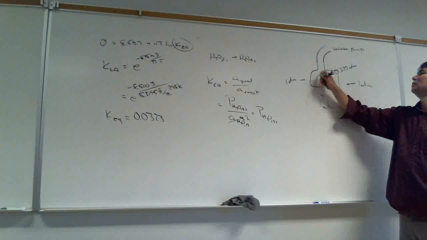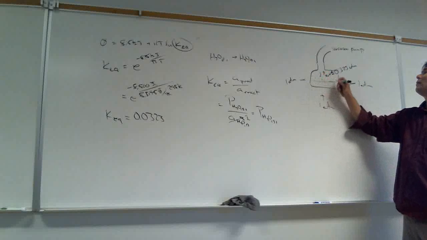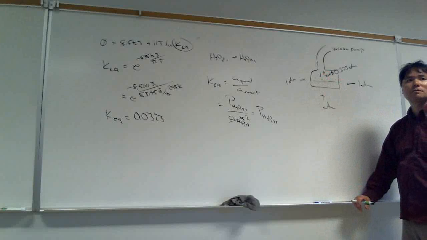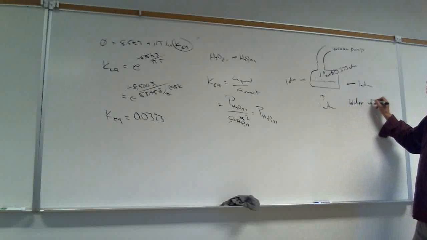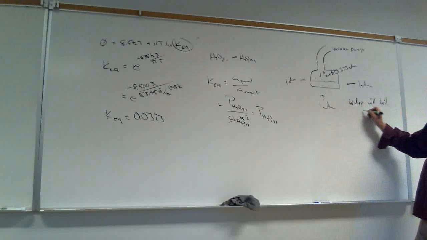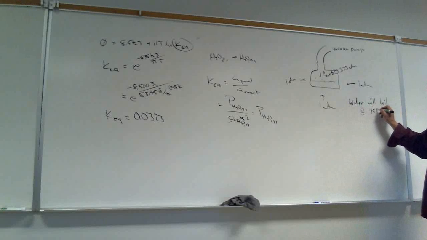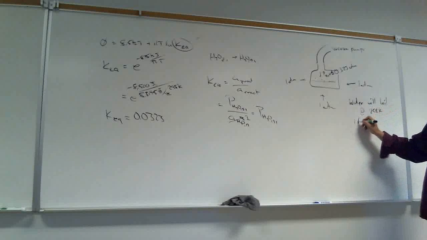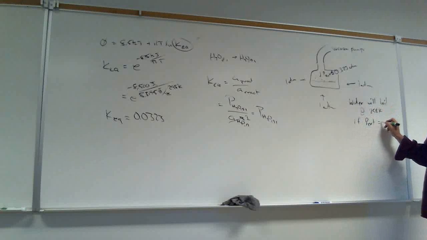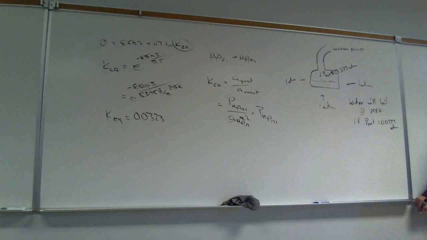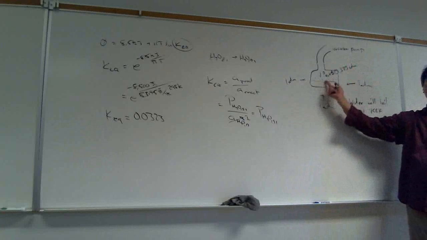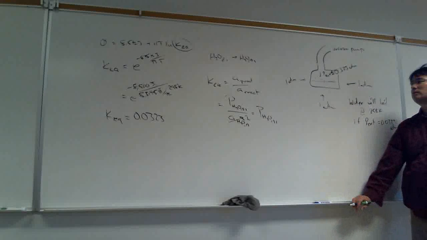The water will start to vaporize spontaneously at room temperature. In other words, water will boil at 298 Kelvin if P external is 0.0323 atmospheres. And so that would match the vapor pressure of water coming up here, and water should spontaneously boil.